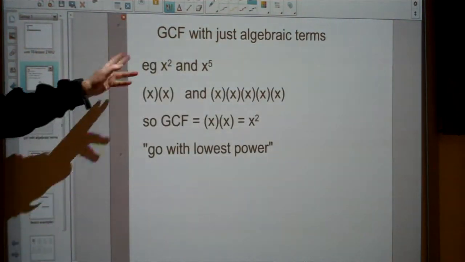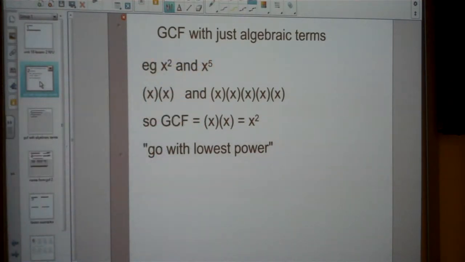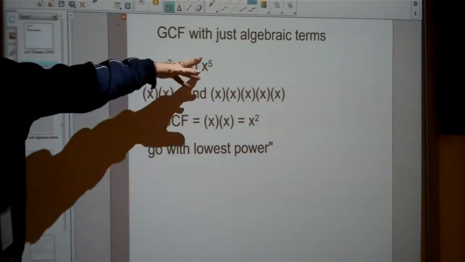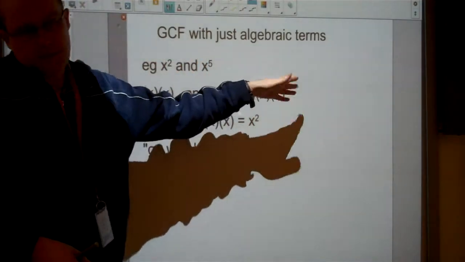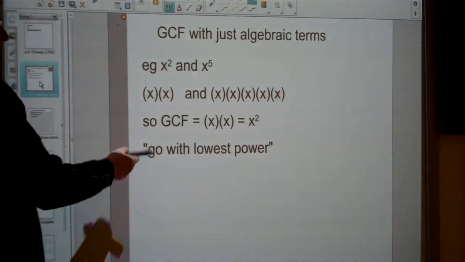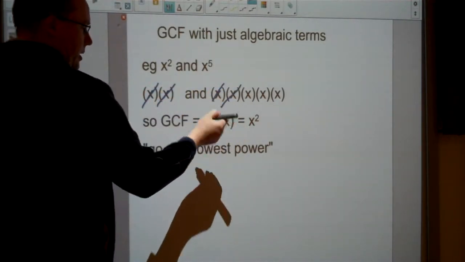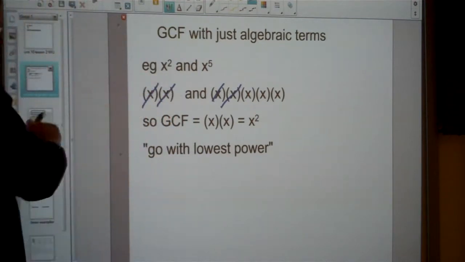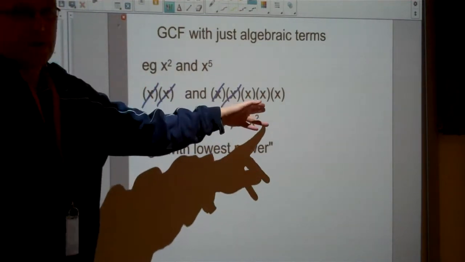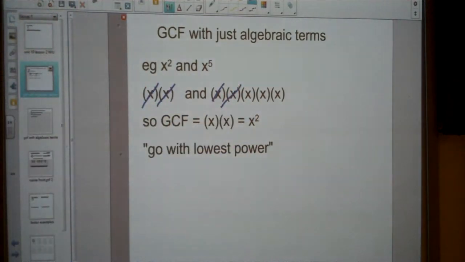So if I gave you something like x squared and x to the 5, if you try writing out what it means, which is what you did last time, it just means x times x. X to the 5th just means x times x times x times x times x. So if we circle the ones that are the same, we've got an x and an x, another x and an x, then the GCF, remember you times those two things together, x times x would just be x squared. Now you can write it out like that.